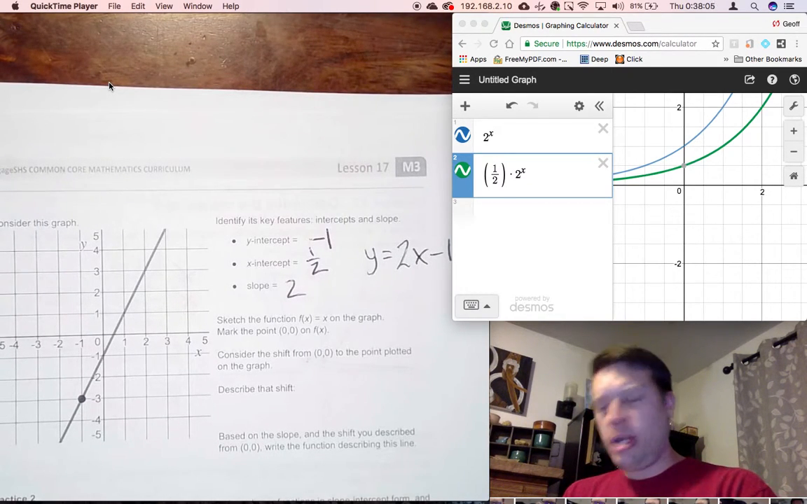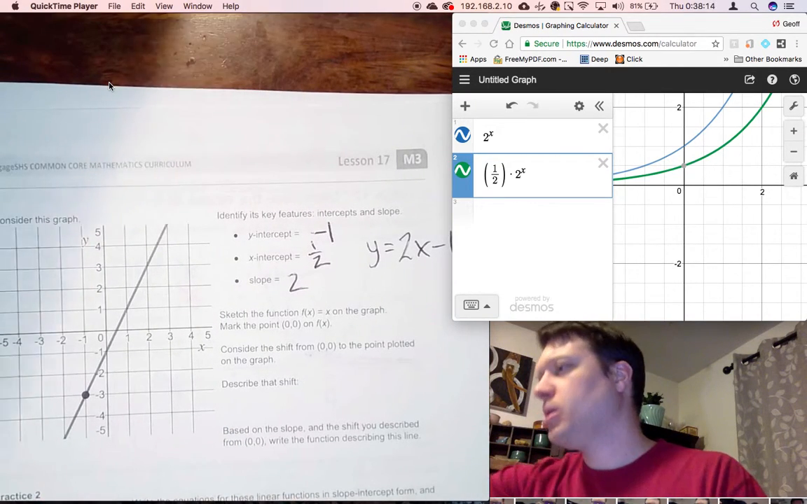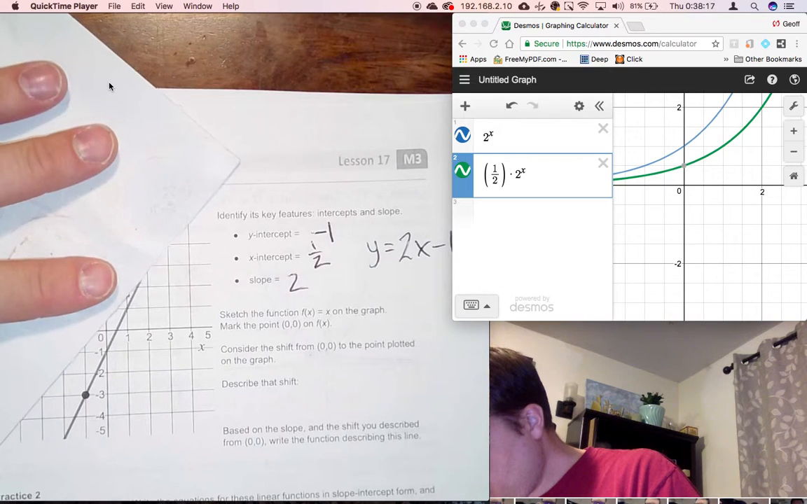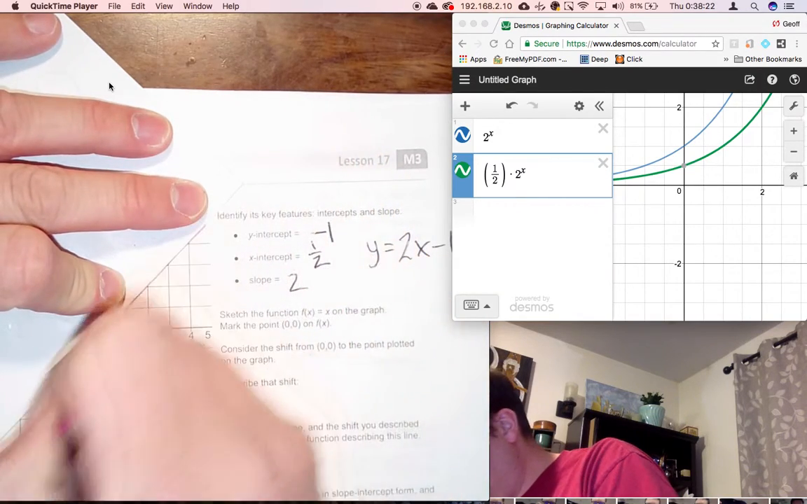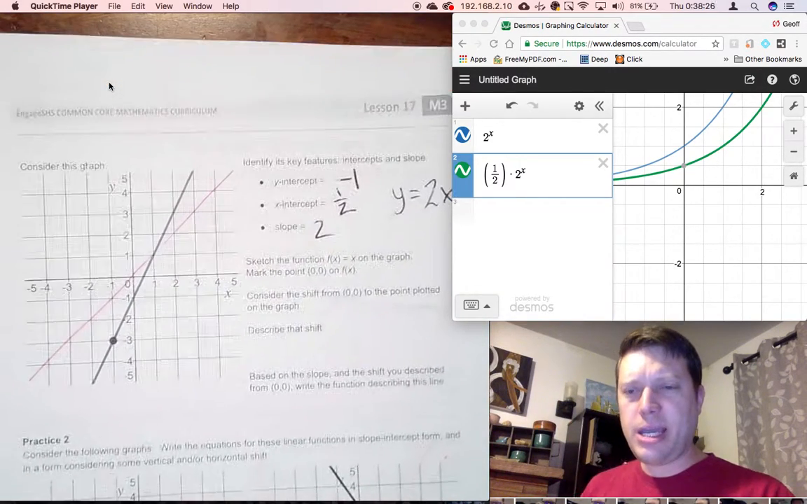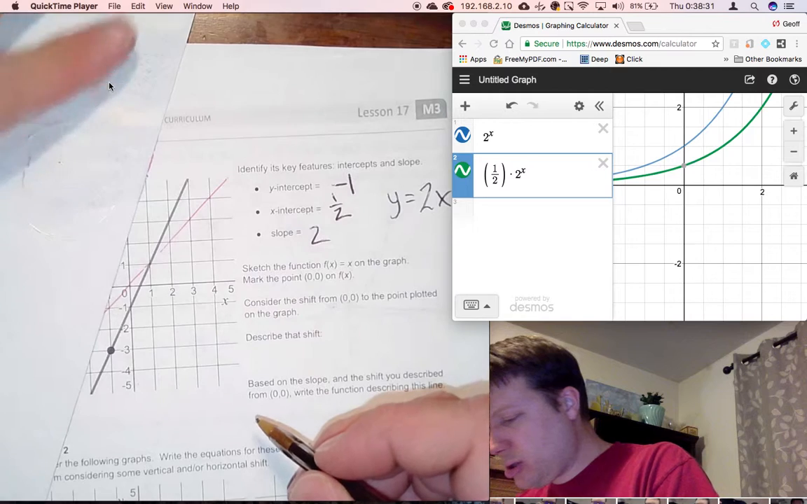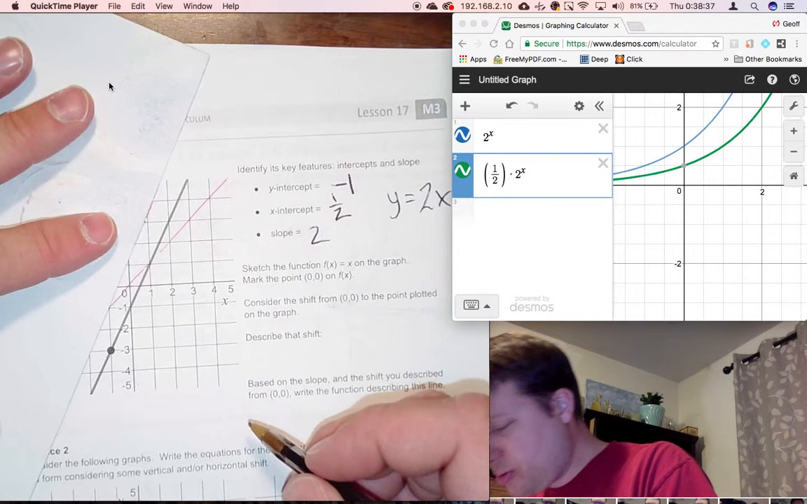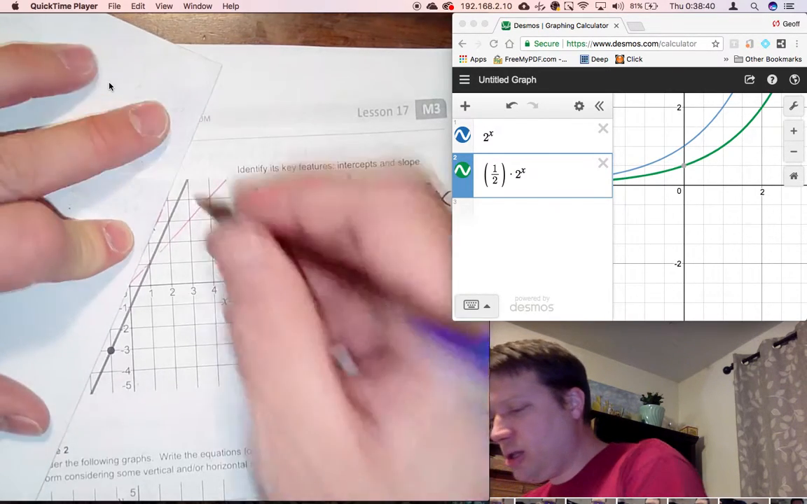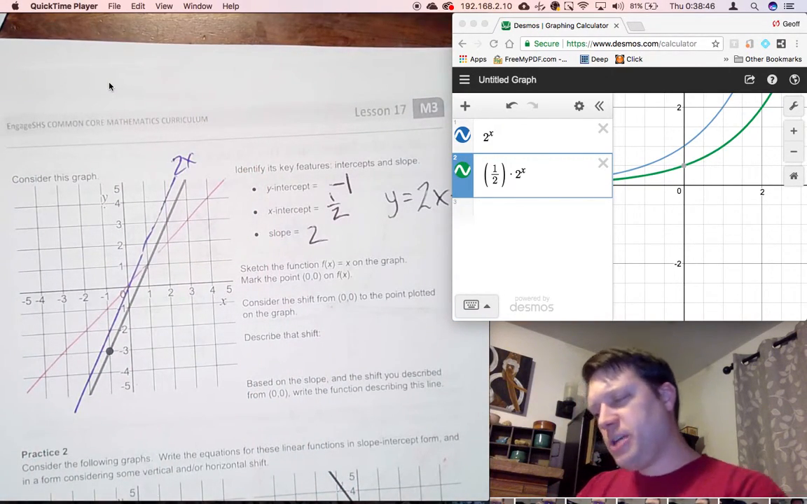But what I want to comment on is the original parent function, f of x equals x, which looks like this. I should use a ruler. This will work. Okay. This essentially is what f of x equals x looks like. And then we're taking it and we're making it steeper, trying to get the parallel lined up. So that's 2 times x, or 2x, right?